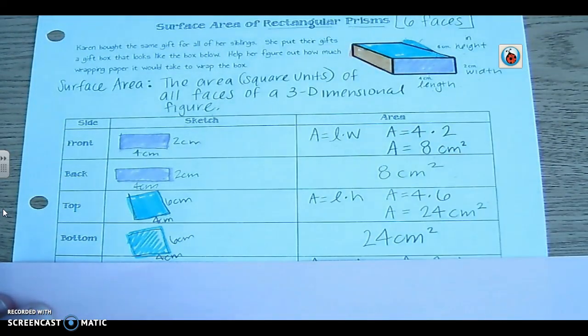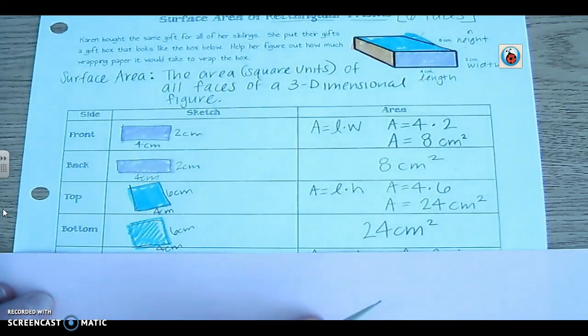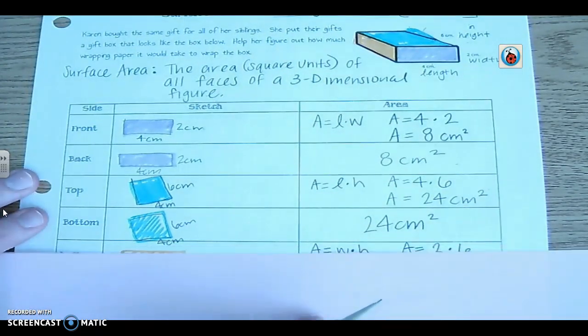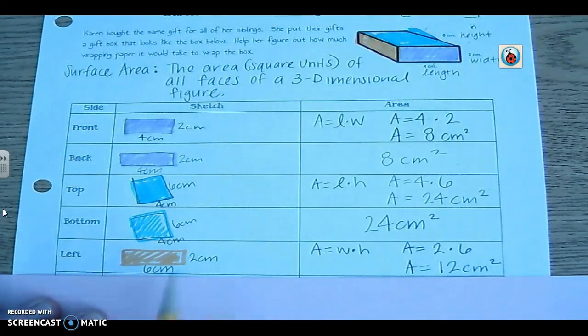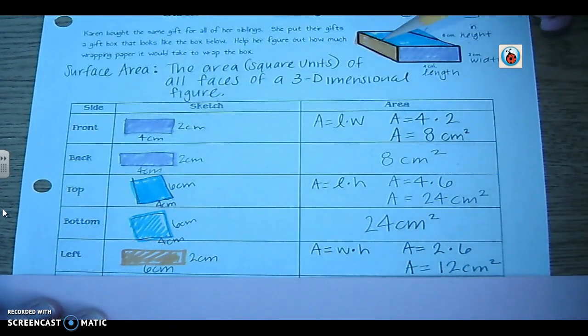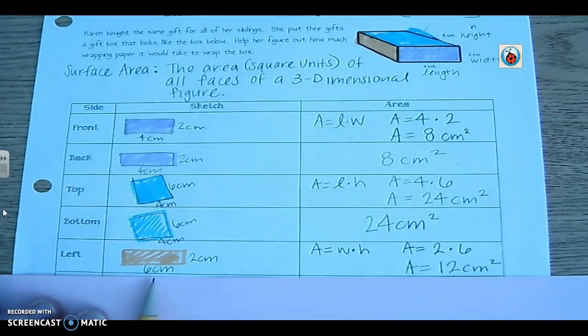So I need to sketch the left face to calculate the area. When I do that, I see that now I've got 6 and 2 as my dimensions. So we look at the figure as a whole. 2 centimeters was over here, and it's parallel to this left side, so I know this dimension 2 is still in the figure. And the other side is parallel with the 6, so I need 6 as my other dimension.